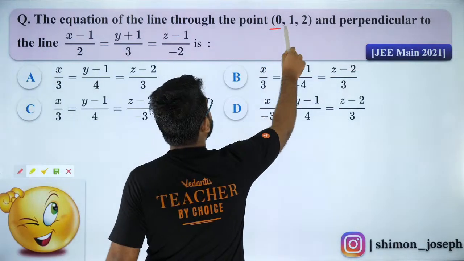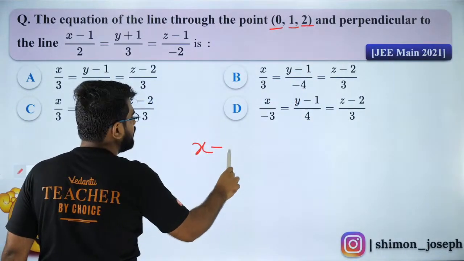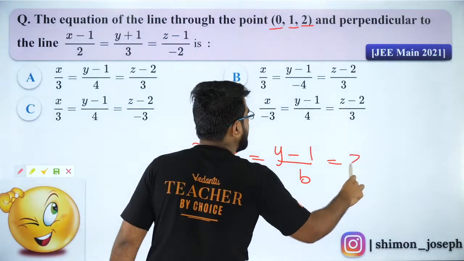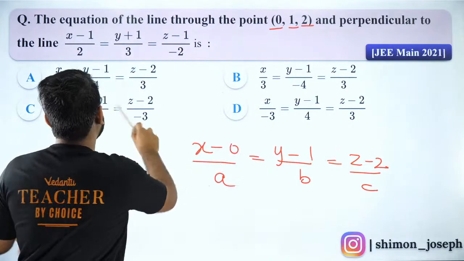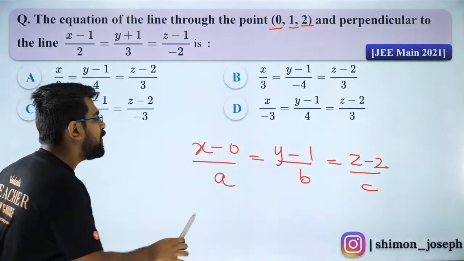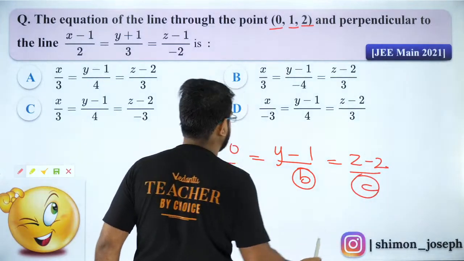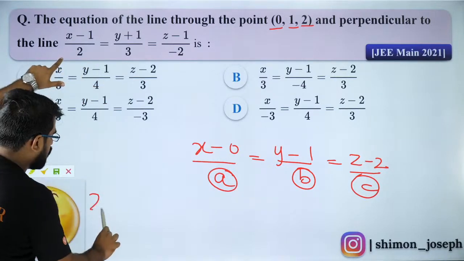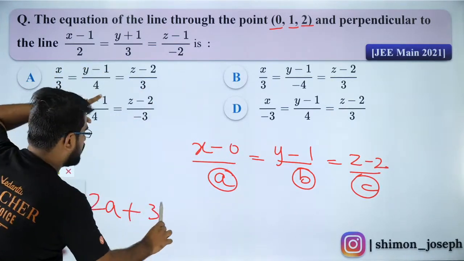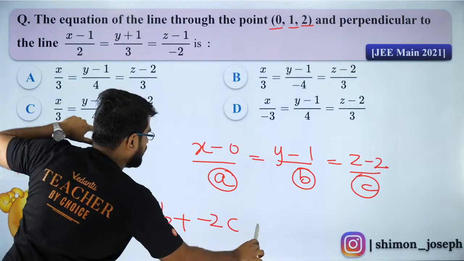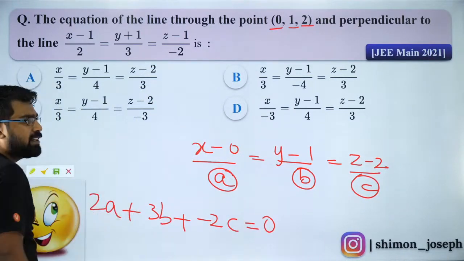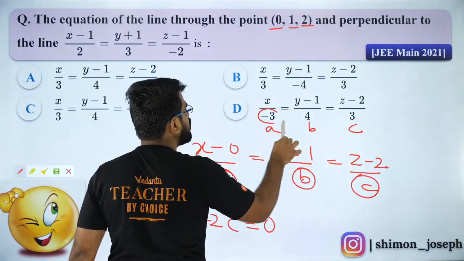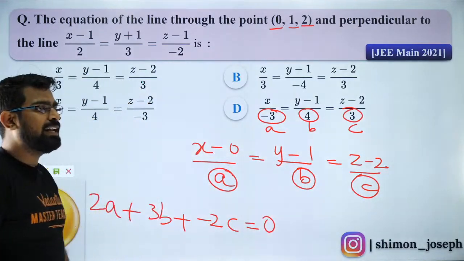So, first of all, the line passes through 0, 1 and 2. So, it should be of the form (x minus 0)/a = (y minus 1)/b = (z minus 2)/c. So, all of the lines are in that format. So, perfect. I just need to find out these three parameters and I'm done. Now, these two lines are perpendicular. So, can I say 2a plus 3b minus 2c should be 0. Now check which option satisfies that. So this is your a, this is your b, this is your c. So which option satisfies it? Check it out. It will be only option D.